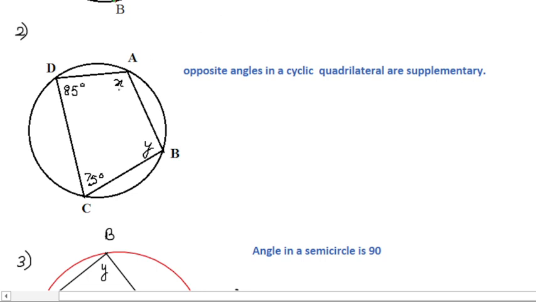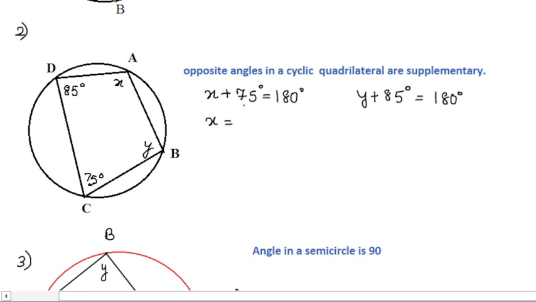So opposite angles are x and 75. So they are supplementary, meaning when we add x and its opposite angle, which is 75 degrees, they always add up to 180. Another pair in this quadrilateral which is supplementary is y, whose opposite angle is 85. So when we add y and 85, they must give 180 according to this property. Supplementary means their sum is 180.